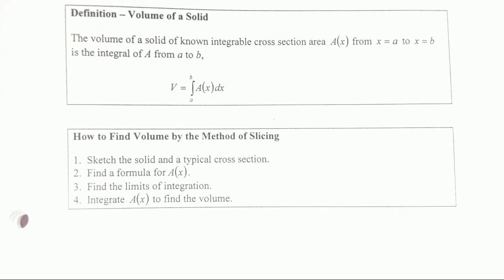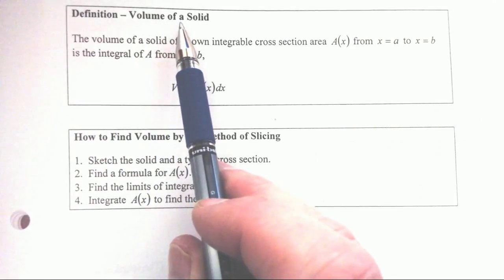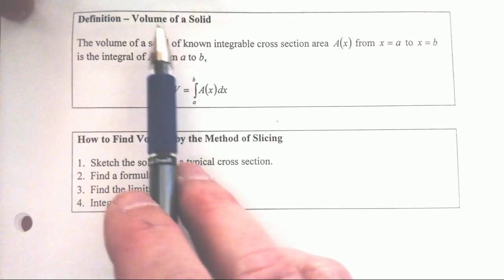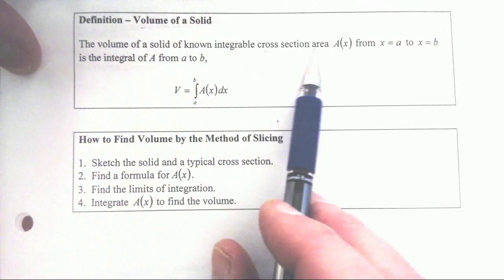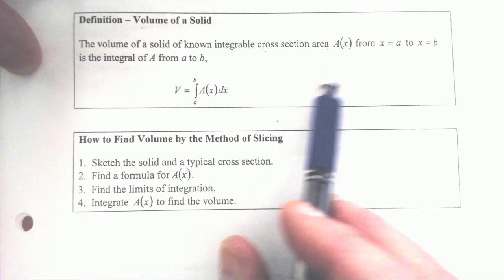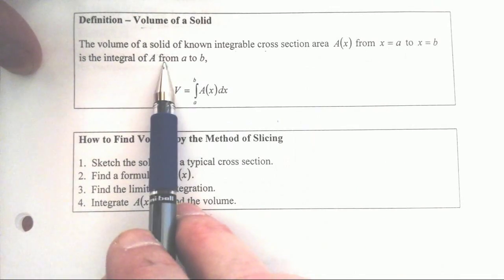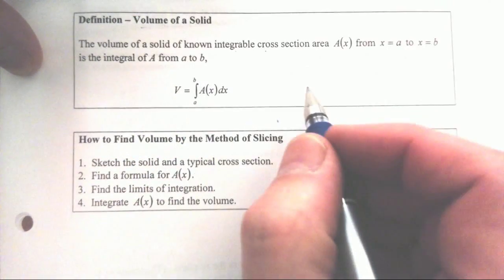Okay, welcome to Chapter 8. This is day 1 of Section 3, and we'll be spending some time on here. Definition of a solid. The volume of a solid, definition, volume of a solid. The volume of a solid of a known integrable cross-section area from A to B is the integral from A to B. Here's what that basically means.